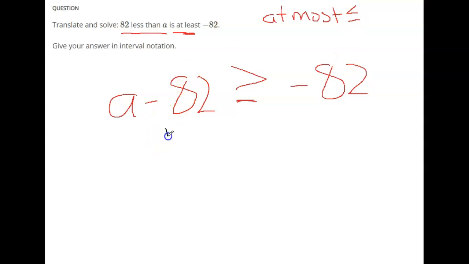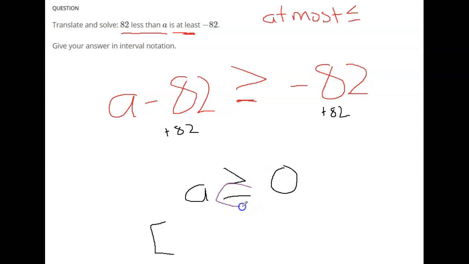To solve this, we want to add 82 to both sides, and that will give us a by itself over here. And since we haven't multiplied or divided by a negative, the sign's not going to change. So a is greater than or equal to, and this side comes out to 0. And that's our solution. In interval notation, we want to include 0 in the answer because we have equal to as part of the solution.